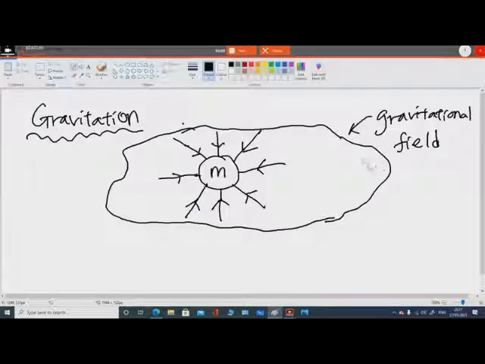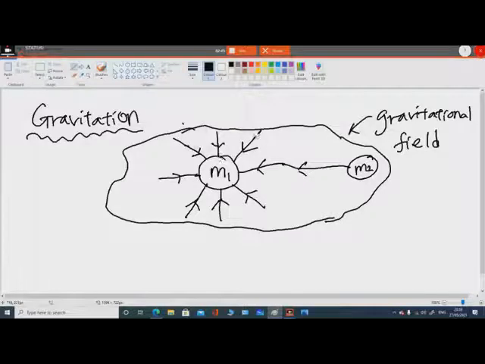It means that this object is able to attract another object from a far distance. So let's say we have another object. This is our M1, this is our M2. Let's say this M2 is about to enter the region of the object M1. So this M2 is about to be attracted towards the direction of M1. This is because M2 is in the region of the gravitational field of M1.